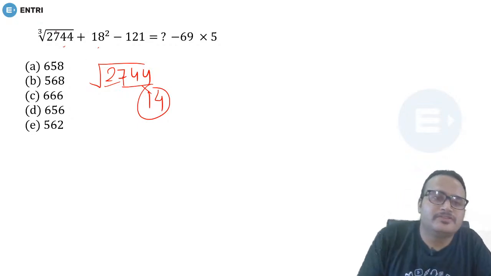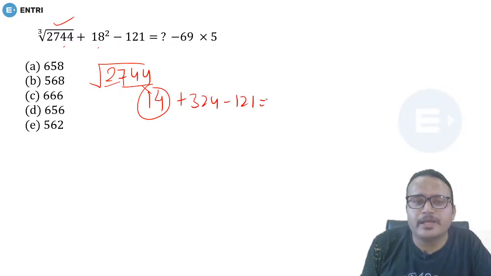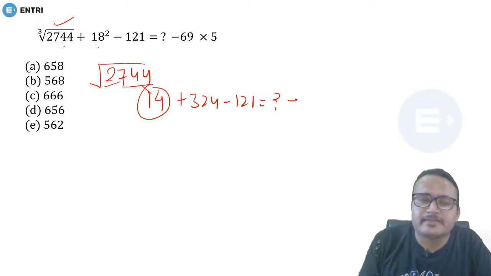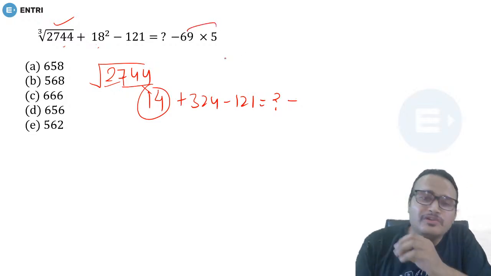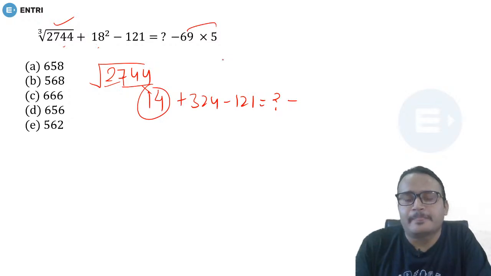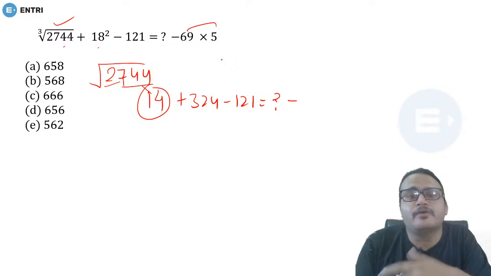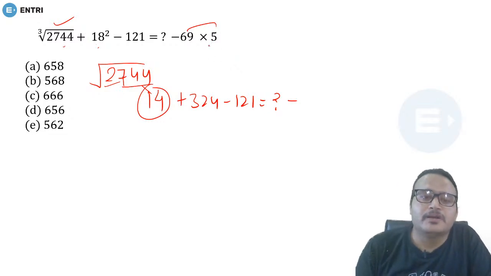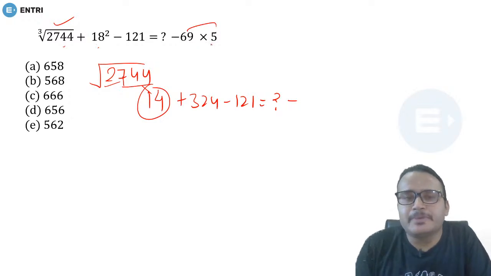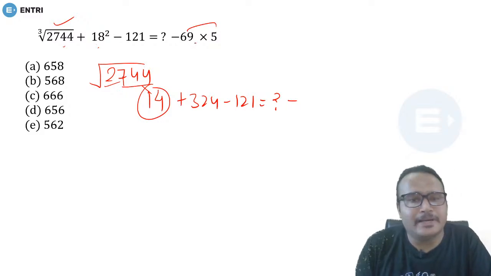So the cube root of this number will be 14, plus this will be 324 minus 121 equals question mark minus. And how can we multiply this? So guys, you must know all the tricks involved in the calculation. The more you apply the tricks, the more you can get rid of wasting time. So guys, 69 multiplied by 5 will be what? If you multiply any number by 5, then what do you do? You divide that number by 2 and multiply by 10.